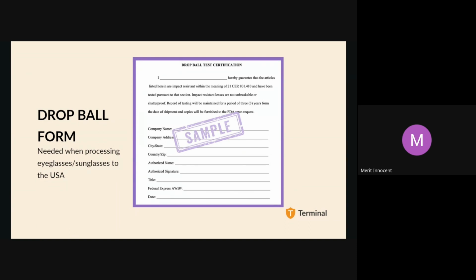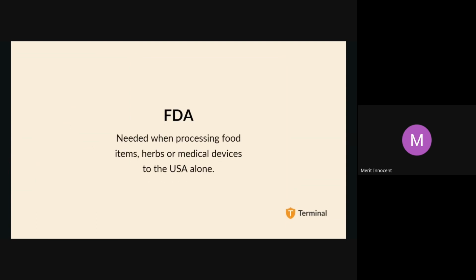And we have the FDA. The FDA is needed when processing food items, herbs, medical devices to the US lane alone. So now, this is a little bit complex, right? This form, you only fill it online on US websites, and this is needed when you're shipping food items, herbs, and medical devices to the US lane alone by FedEx. And the carrier that always requests for this document is FedEx. So DHL will not require you to provide FDA, but upon request, you can also provide it, right? But FedEx mostly requests for FDA.